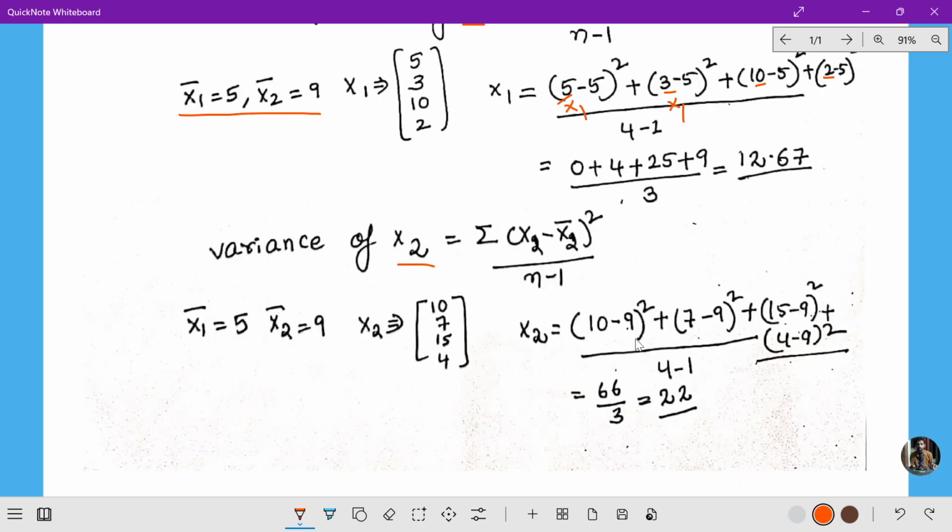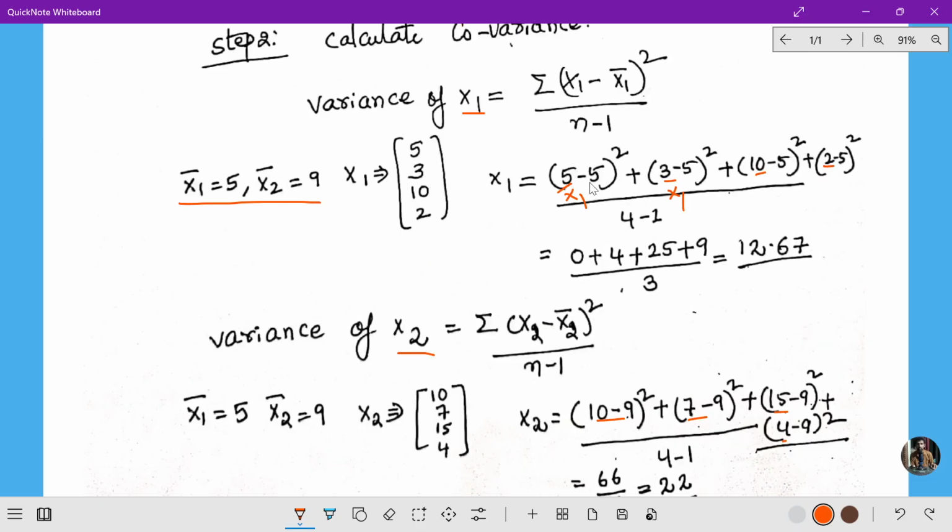10, 7, 15, 4. So this is about the x2. So what we need to do? We need to subtract with the 5 because this x1 value is 5 and x2 value is 9. So when it goes to x1, we need to subtract with the 5. When it goes to x2, we need to subtract with the 9. So this is called the x2 value.